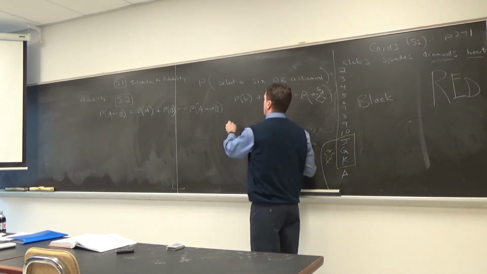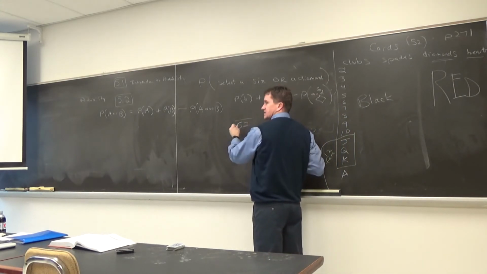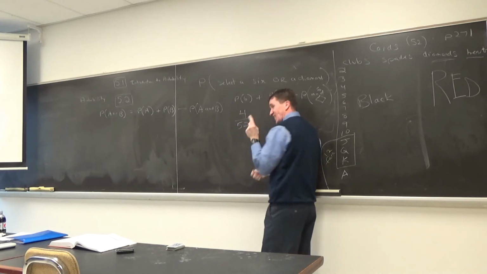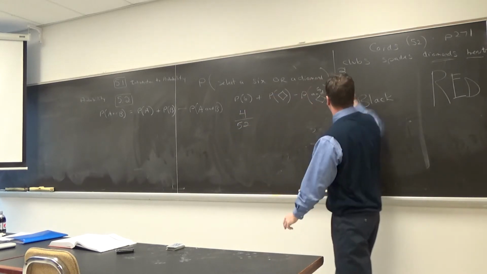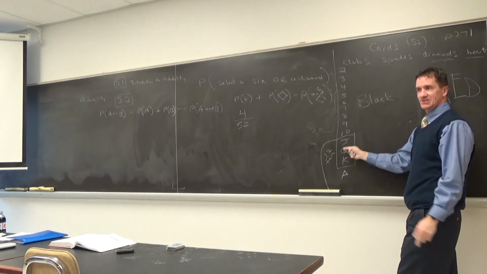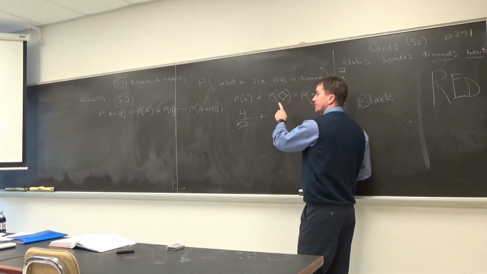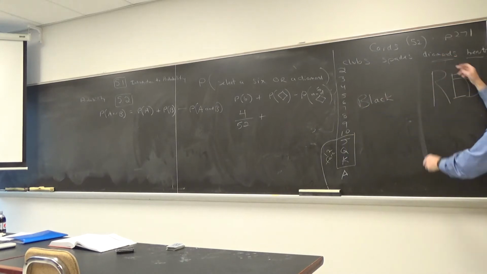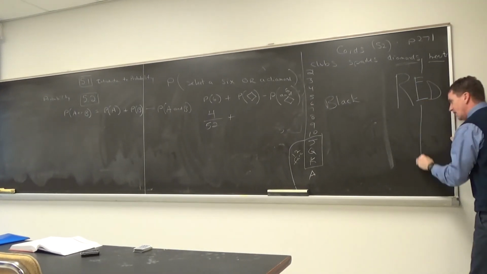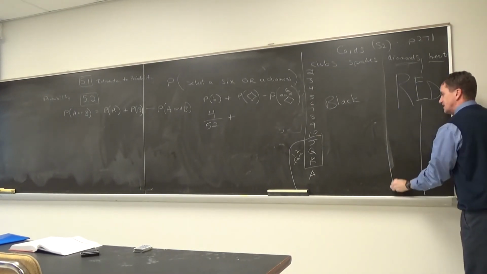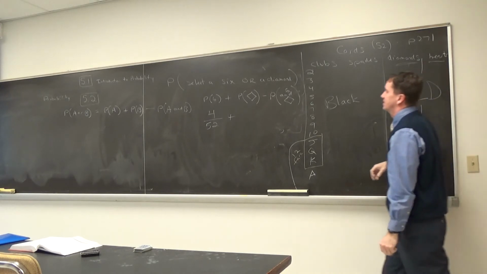All right. How many 6s are in the deck? 4. There's 4 of them. There's 4 6s, there's 4 9s, there's 4 jacks, there's 4 kings, etc. Except for diamonds. Hold up. Diamonds! That's all these, right? How many diamonds are in the deck? 13.